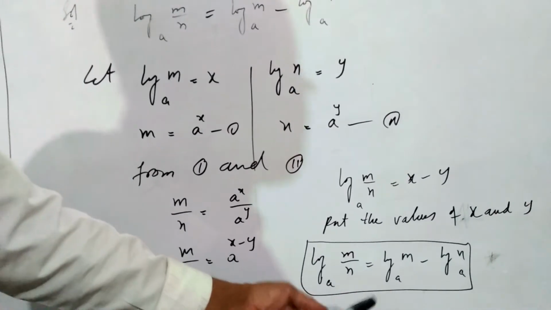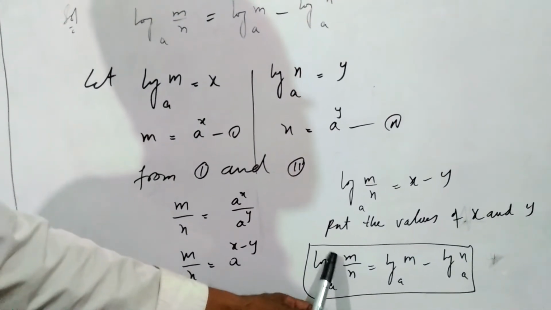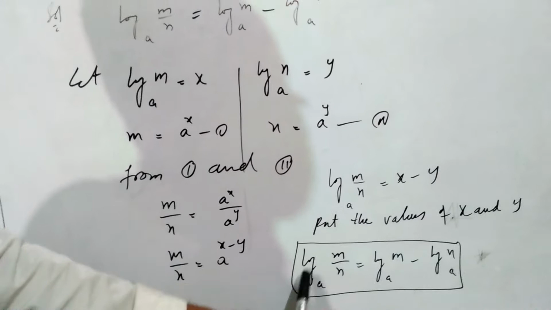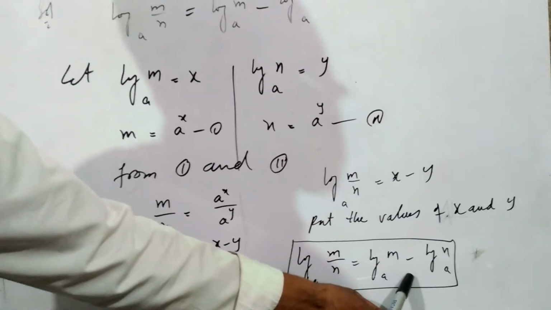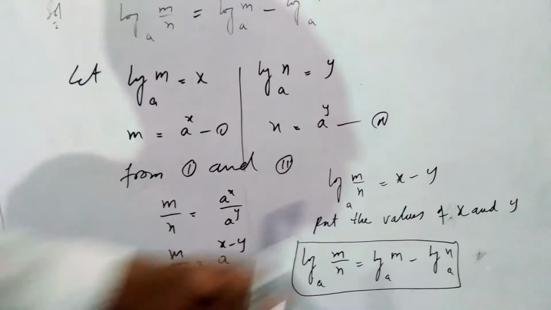So we are able to prove that if two values are divided by each other and we take logarithm, they will differ from each other by taking logarithm.